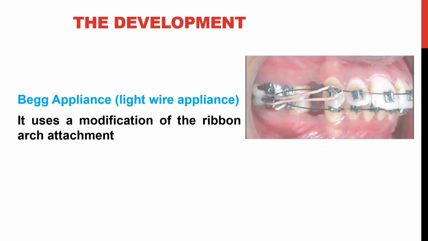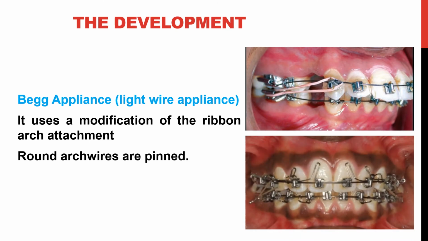An Australian orthodontist, Raymond Begg, introduced the Begg appliance, which is also known as the light wire appliance. In this appliance, a modification of the ribbon arch attachment was used. Round arch wires were pinned in the vertical slots, as opposed to the rectangular wire in the ribbon arch. And a variety of auxiliary arch wires were used in this system to obtain control of root position.